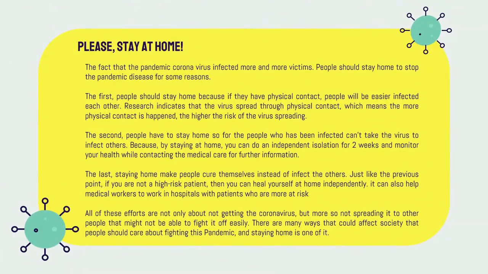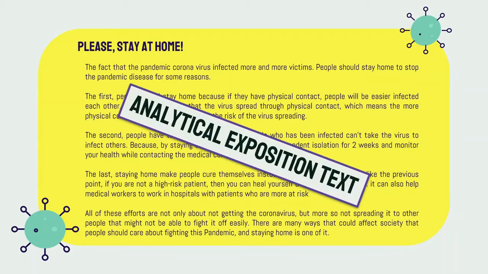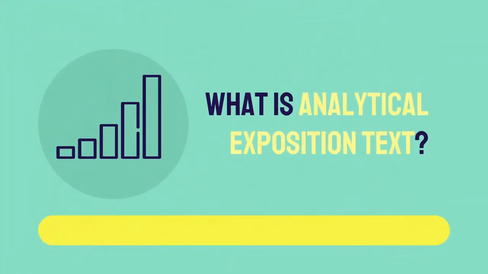Now look at the text. You can pause the video and read the text carefully. Okay, you're done? Now, just like what you have seen before, we are going to talk about analytical exposition text, and this is the example of it. We are going to analyze this text later, but first let's get to know the basic concept. What is analytical exposition text? Let's get to know.